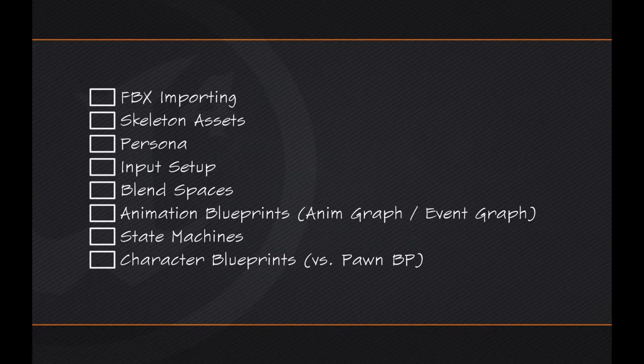So as you can see, we have a lot to cover. So starting from the top here to the bottom, the first thing that we're going to be taking a look at is the importing process and importing FBX files. How you can get your FBX assets into Unreal Engine 4 and start working with them. From there, we're going to be taking a look at skeleton assets, what they are and how they work, as well as some things to keep in mind when sharing skeletons between characters. From there, we're going to take a look at Persona, which is the animation tool inside Unreal Engine 4.